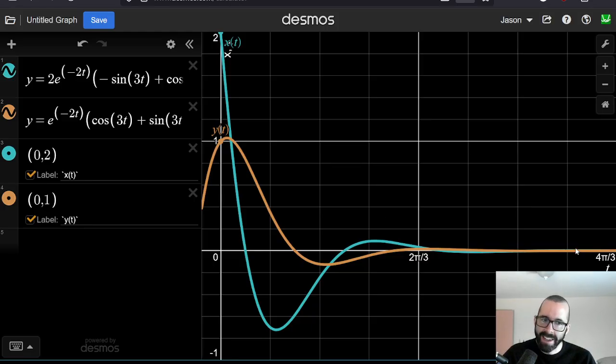Even though it kind of looks like it stops, it doesn't actually stop. If we zoomed in really closely, and I'm not going to do it because I'm going to regret doing it, you're going to see it's still oscillating here. It just, again, e to the negative 2t decays very fast.